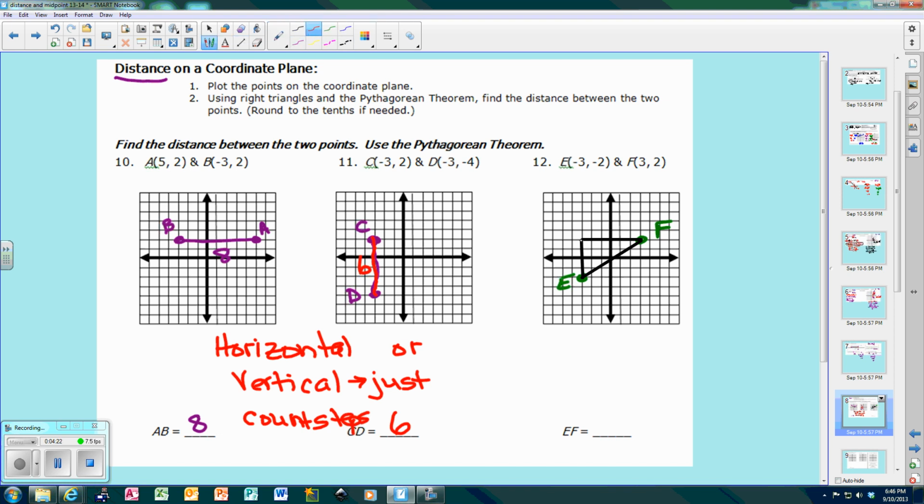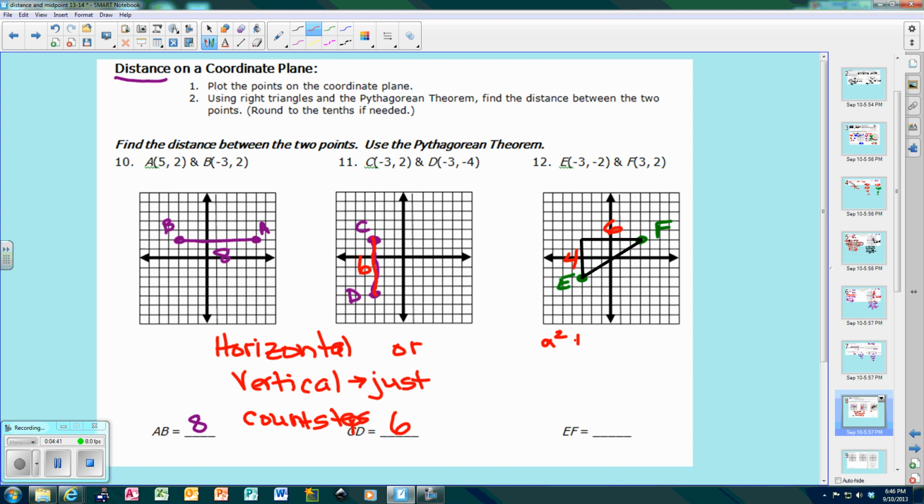So I'm just going to count. Now I can count the vertical and the horizontal. So now I've got 1, 2, 3, 4. So this one is 4. 1, 2, 3, 4, 5, 6. This one is 6. So now that I have a right triangle, I can use Pythagorean Theorem. So this would be my hypotenuse, so that would be my C.